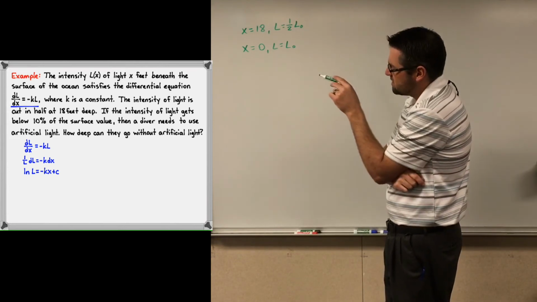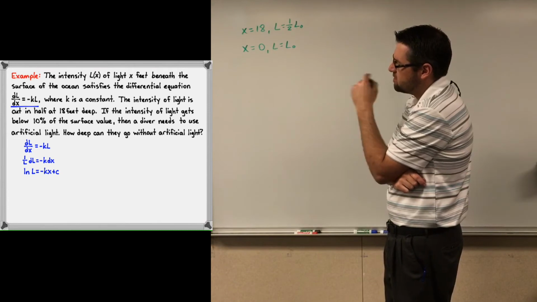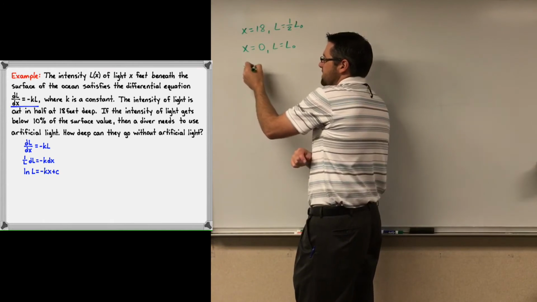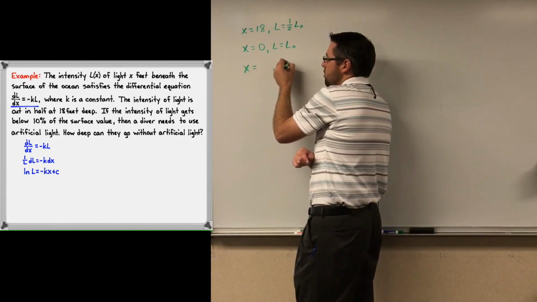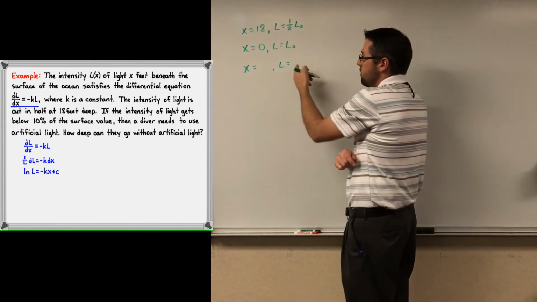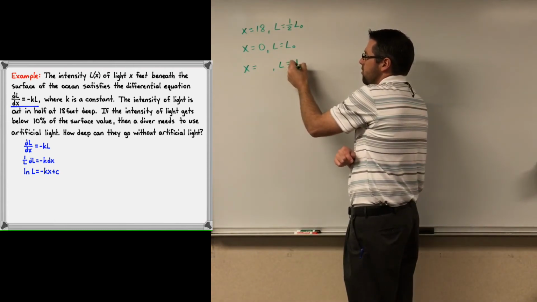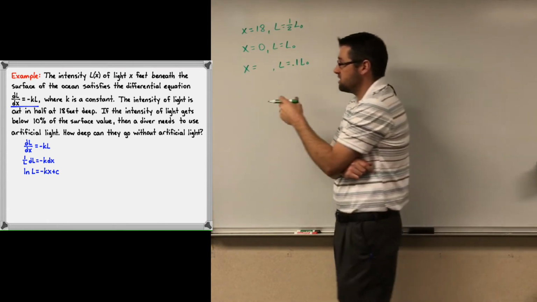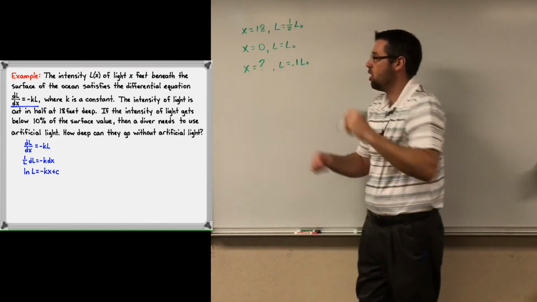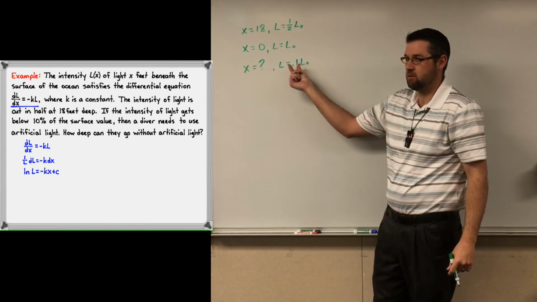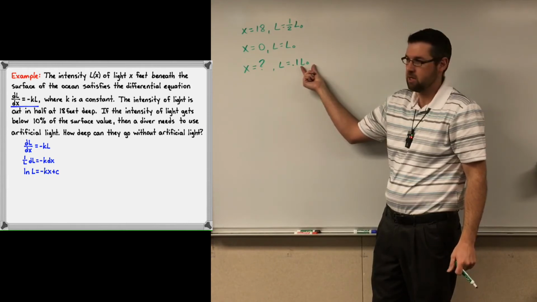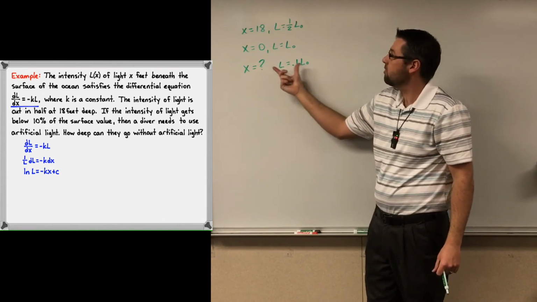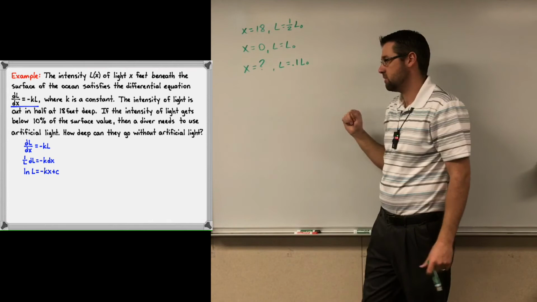Oh, wait, real fast. It says, if the intensity of light gets below 10% of the surface value, so when does that occur? If the intensity of light gets below 10% of the surface value, so what would that be? 0.1 of the L of 0. Does that make sense? And that's the question. It says basically how deep are you when you have 10% of the surface level of light? Okay? So we'll solve for that in a little bit. So our goal is to figure out this x value at this point, but we need to figure out C by using these values. Okay?